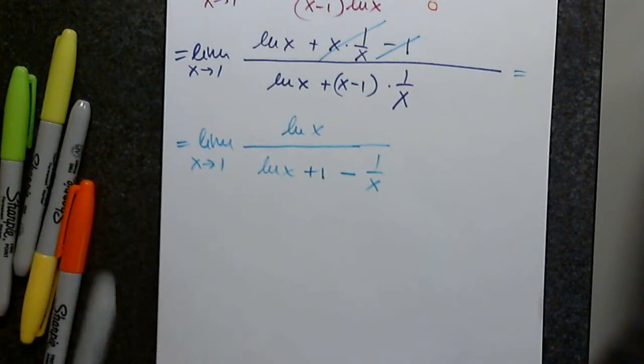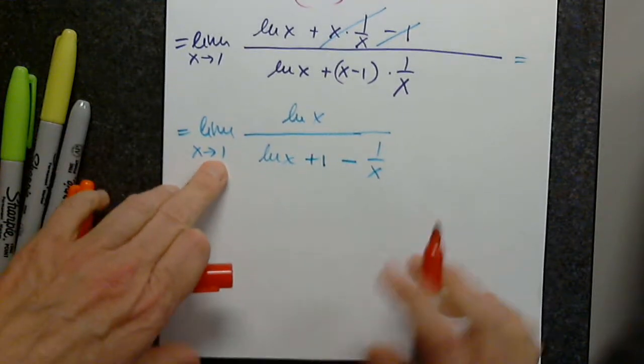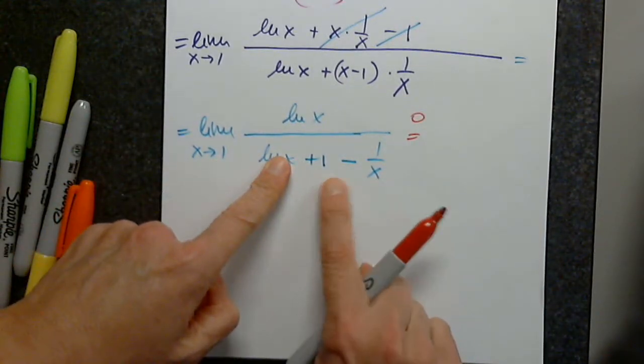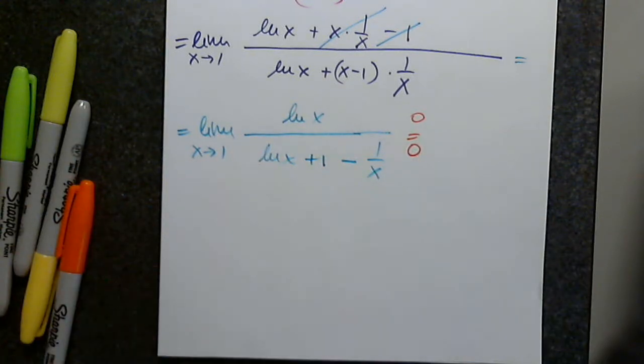Now I have to try again. When I plug in 1, the top is 0. This is 0, and 1 minus 1 is 0. So this will be the second level. I still have a limit. I still have a ratio. I still have 0 over 0. All conditions of L'Hopital's rule are fulfilled, so I continue.